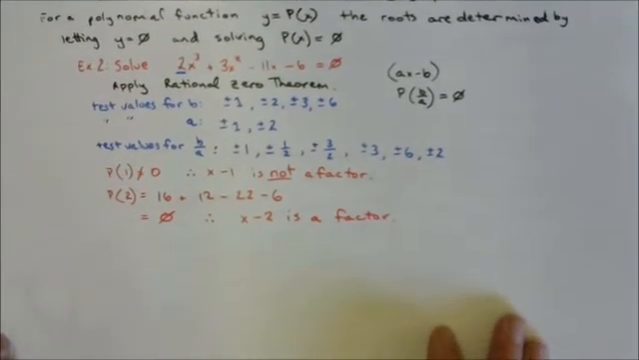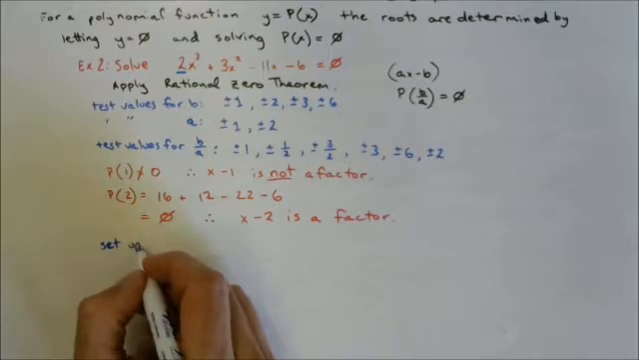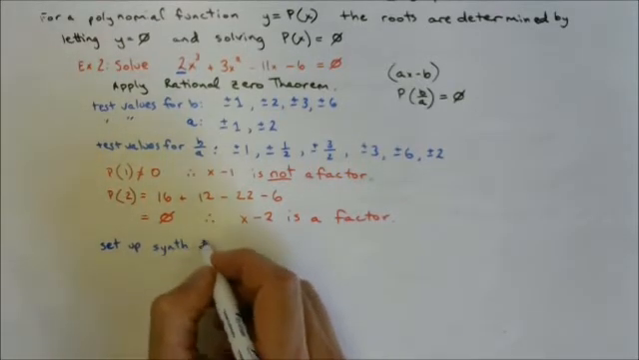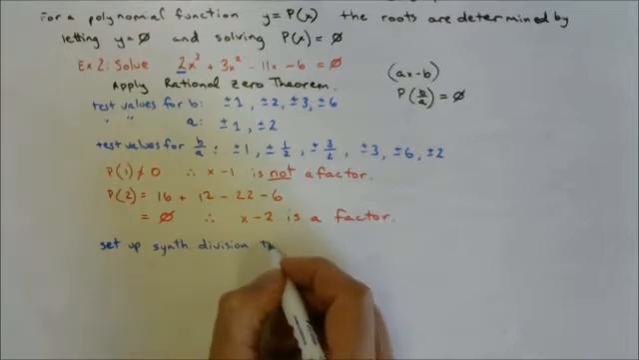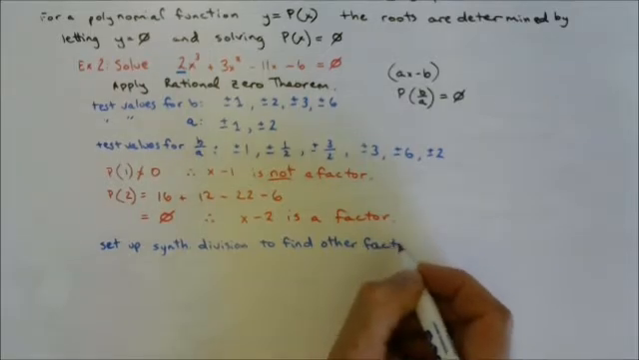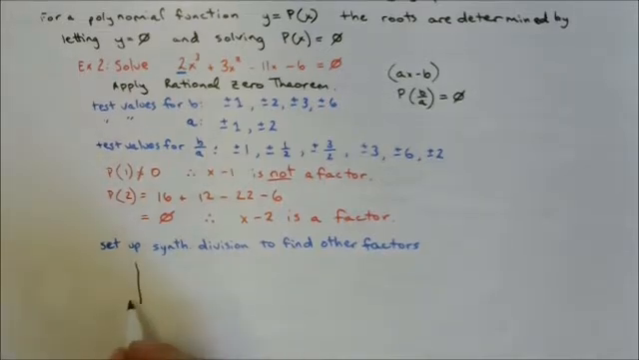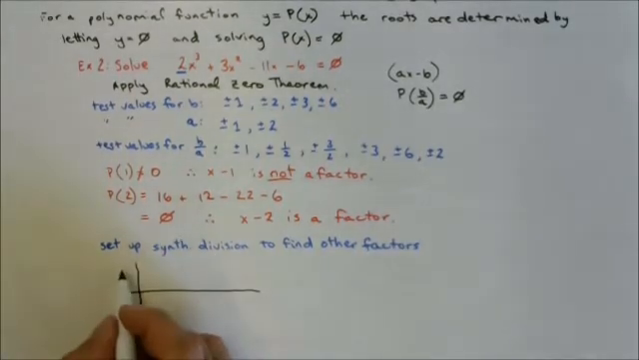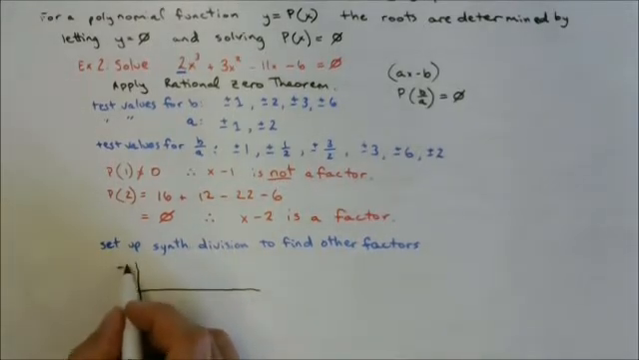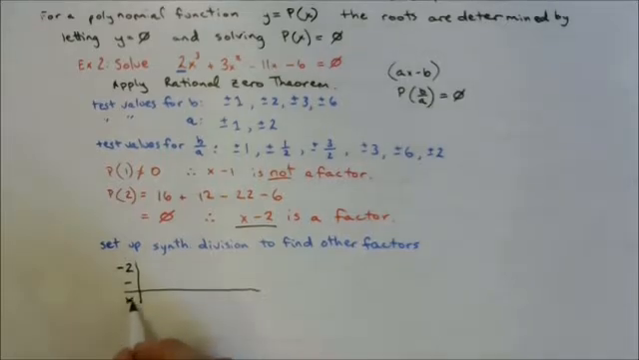How do I get the other factors? I'm going to set up a synthetic division to find other factors. So my synthetic division grid, you've got the value negative 2 here because that comes out of your factor. Your factor is x equals 2. So we pull out the negative 2 there, put a negative symbol here, put a multiplication symbol here.